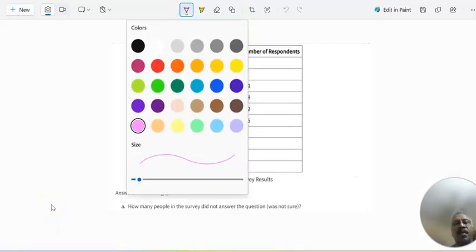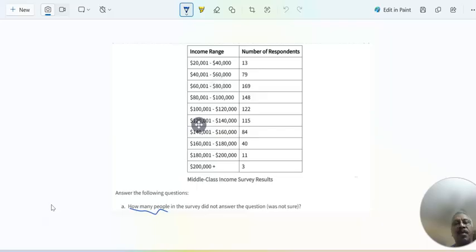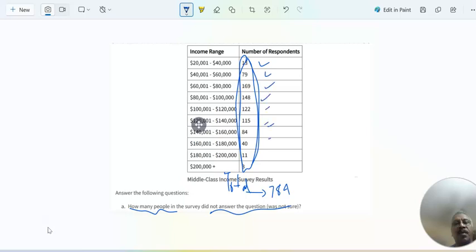So the first question is asking us how many people in the survey did not answer. So what that means is, all of these combined are the people who answered. That means the total of those who answered, you have to add up all of them, and that adds up to 784. You can use your calculator and add all of them, and you get 784.